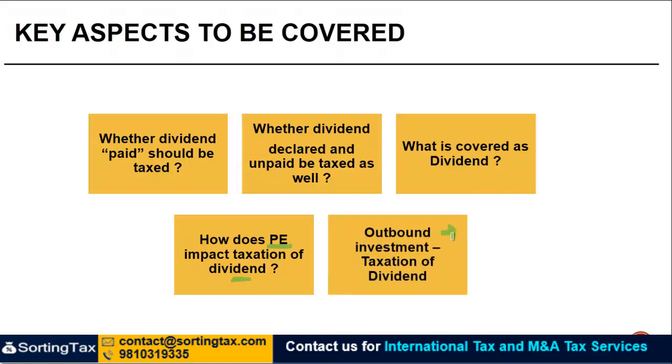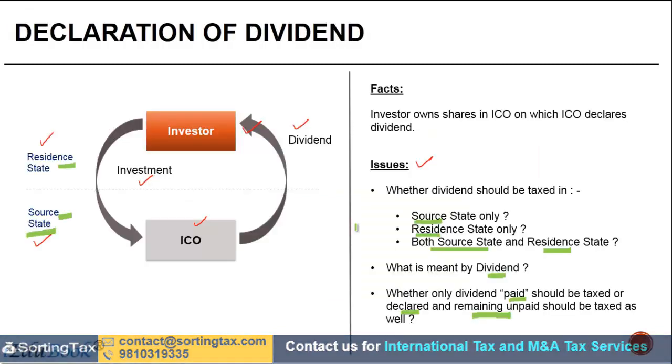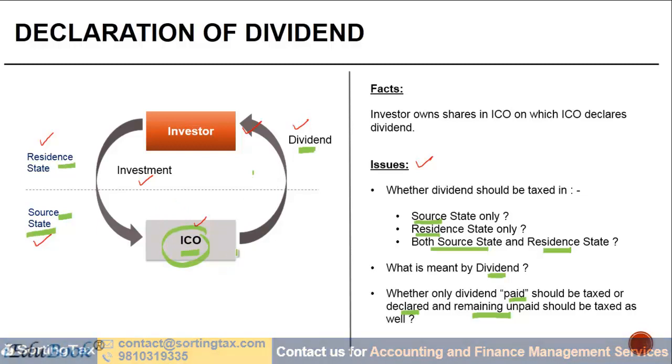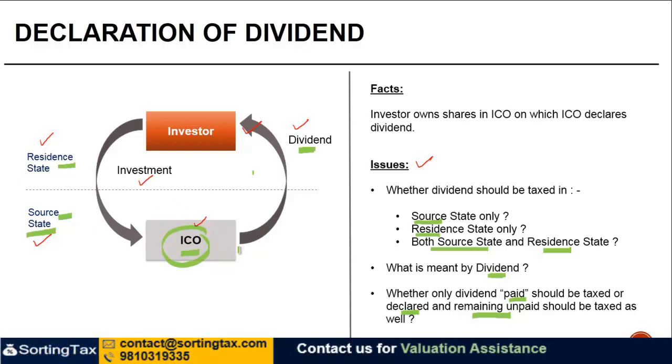What about outbound investment? So in our previous example, we saw that an investor had put in money into the Indian company which declared dividend. What if the situation was reversed? The Indian company would have made the investment, okay, and it would have been the recipient of dividend rather than the payer of dividend. In that case, how would the taxation work? Outbound investments, right? So we'll look at these aspects in detail in the presentation.